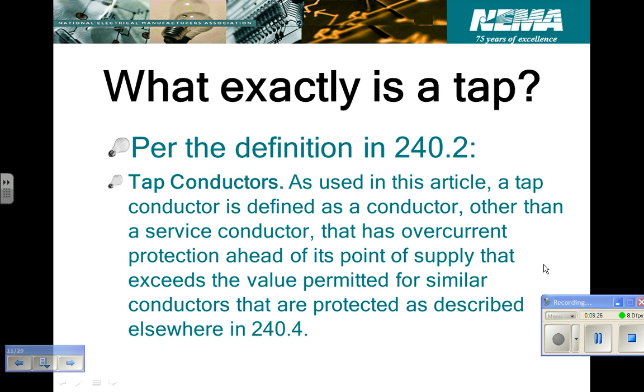Sizing that tap conductor is an unusual rule because you're not protecting it with a circuit breaker at the top end. That wire is being protected by the fuses that supply your equipment, your starter, and your motor, okay? Because of that, the wire size is limited to a formula, and we're going to talk about that in a few minutes.